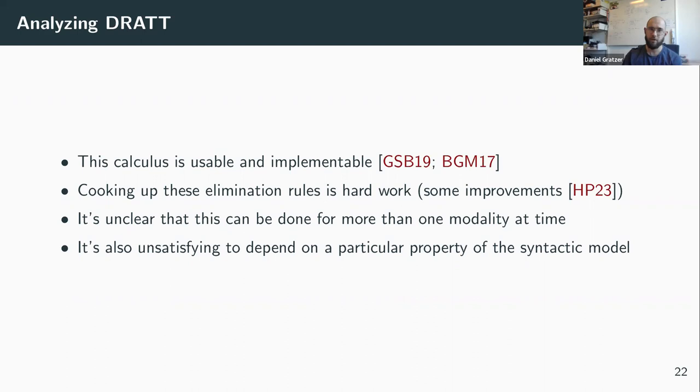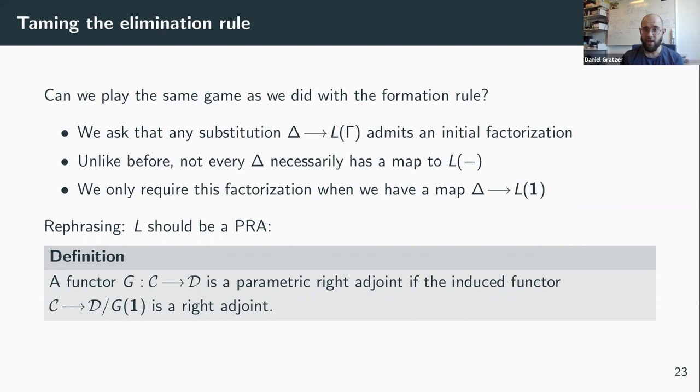So what do we do about this elimination rule? Well, we can play the same game that we played with the formation rule. We can ask that there's an initial factorization. And a naive guess would then be that we're just going to ask that L be a right adjoint as well as a left adjoint. But in fact, we can make a slightly sharper assessment here.